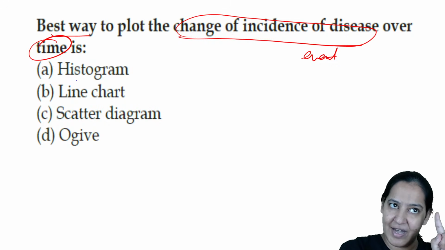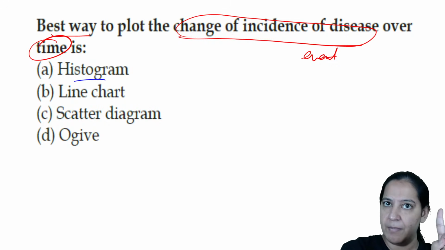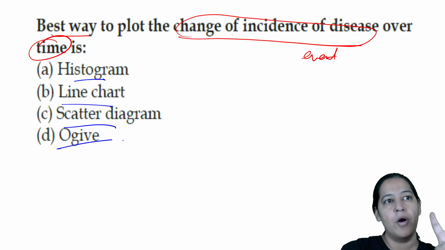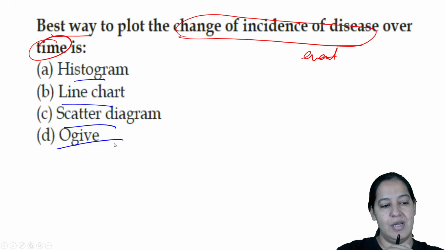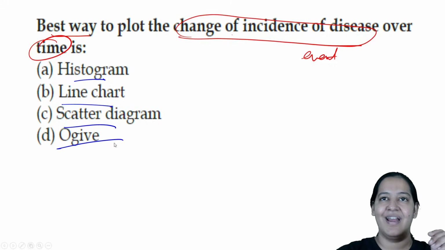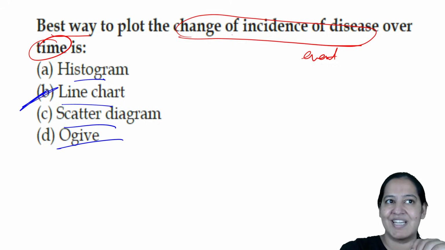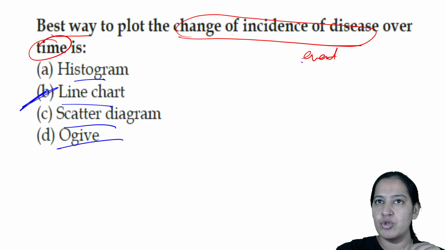Can I show this information on a histogram? Can I show the above information on a line chart, on a scatter diagram, or on a cumulative chart? On which of the following data presentations can I show this information? Yes, again you are right, Niranjan. The correct answer here will be line chart only. That is B, because I want to show the event.